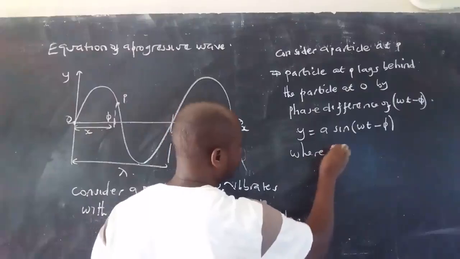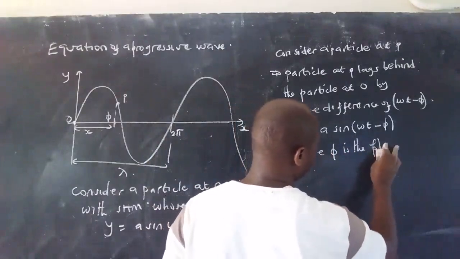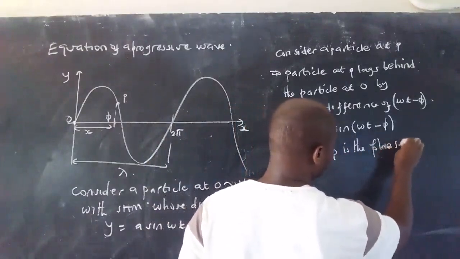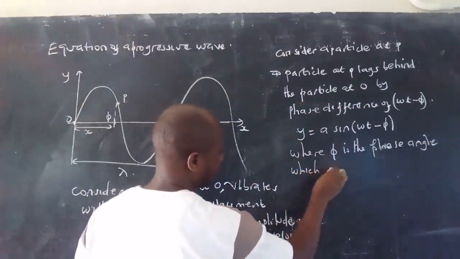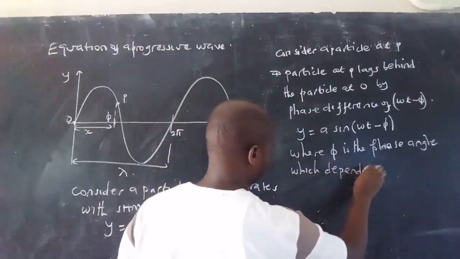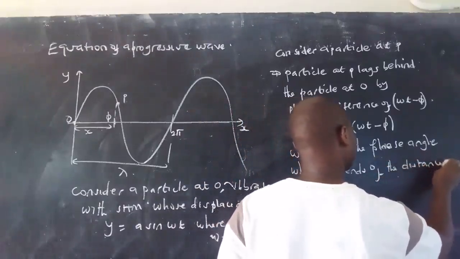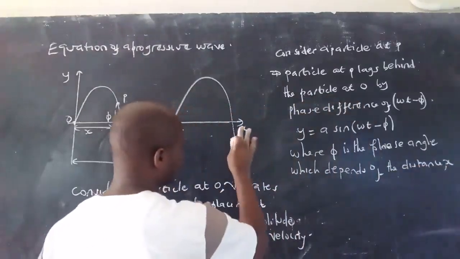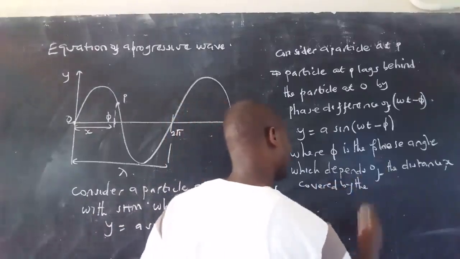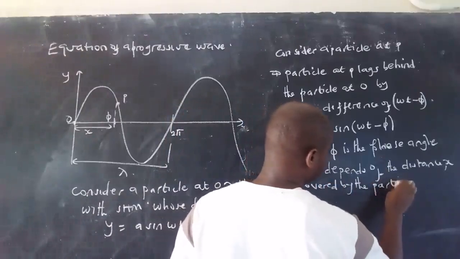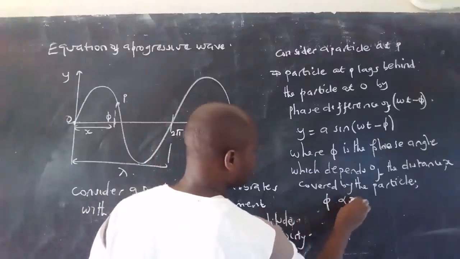Where phi is the phase angle, which depends on the distance covered. The distance x covered by the particle. So we shall now say that phi is proportional to x.